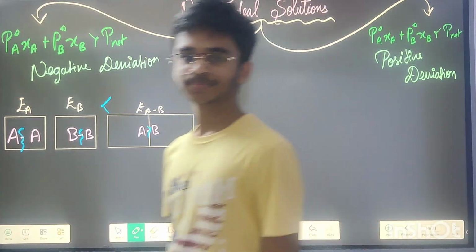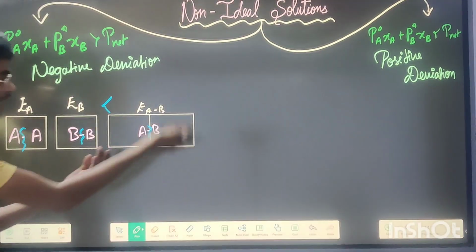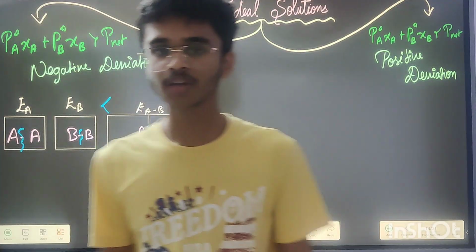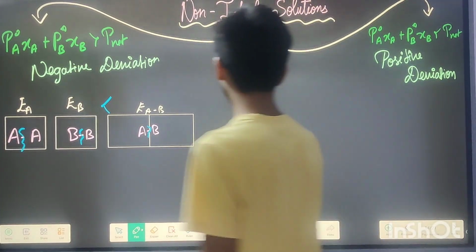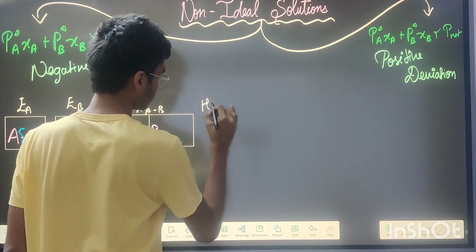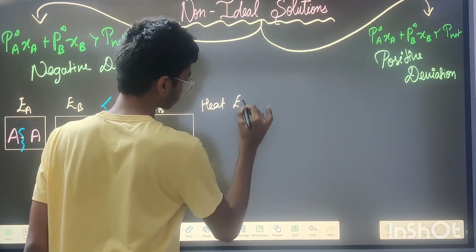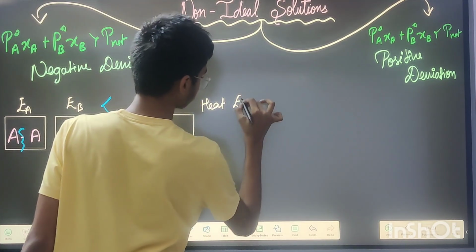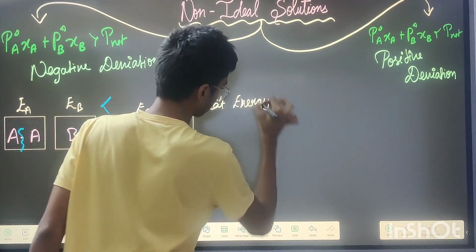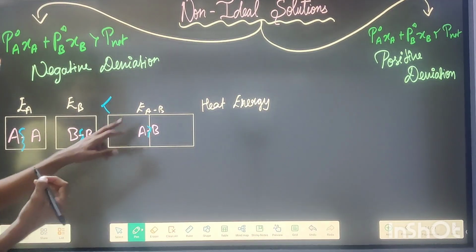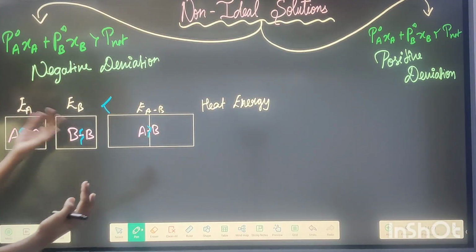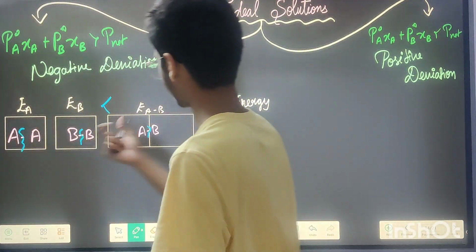So that means what? Since a lot of energy is required here, and the energy is going to be heat energy, you want a lot of heat energy in order to break this bond, but comparatively you want only less energy to break this bond and this bond.